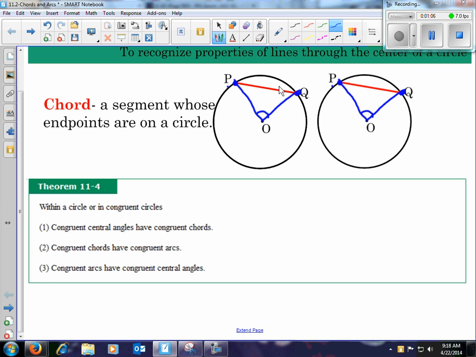So it's saying that if PQ is congruent in both of these circles, then our arcs, or our curved line going from P to Q, are also congruent. So our arcs are congruent. And then it says congruent arcs have congruent angles. And we kind of already know that. We know that if this arc is so many degrees, then this has to be congruent to this.